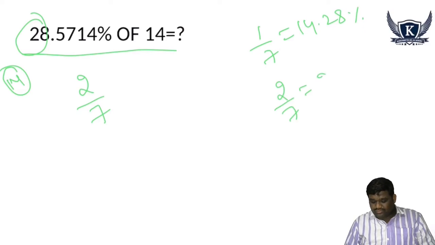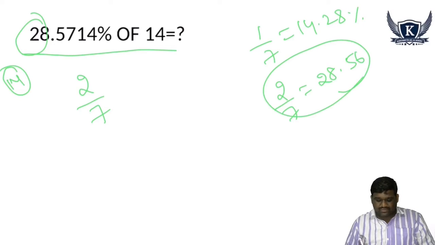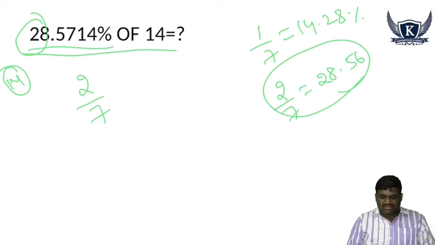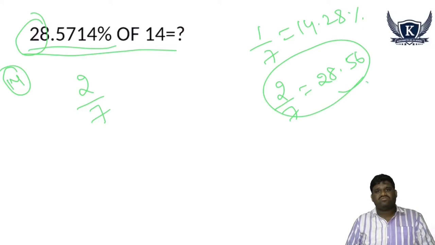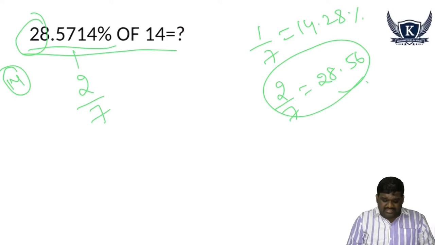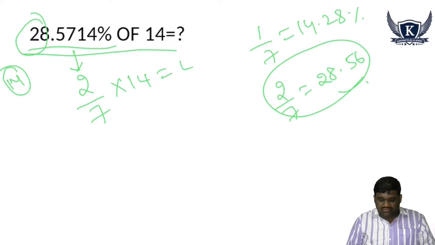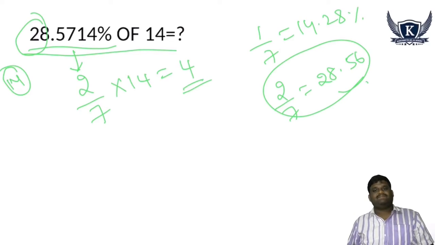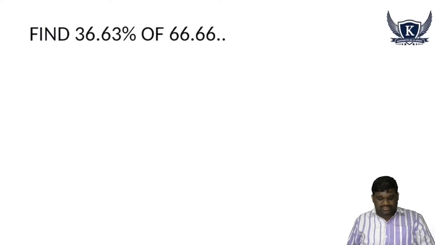14 into 2, 28. 28 into 2, 56 approx. So actual one is this, approximate one is this. There is no such difference. So I can take this as 2 by 7. 2 by 7 into 14 is equal to 4 is my answer. Coming to the next question.